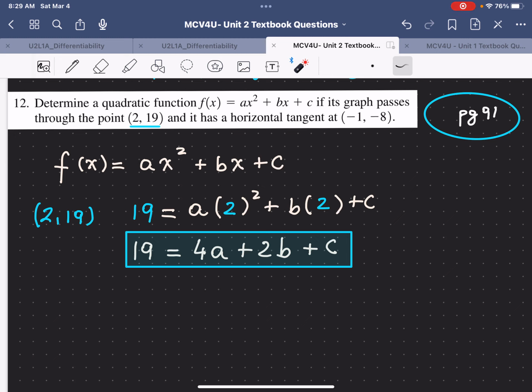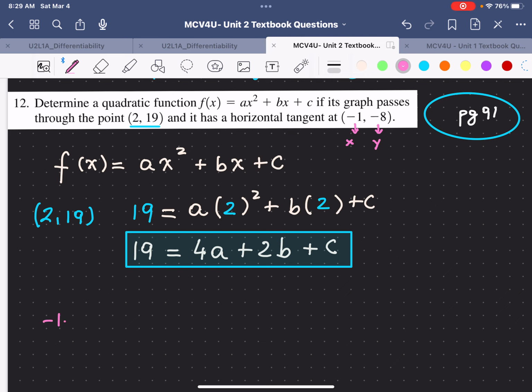So if we read the problem a little bit further, we see that we have another point here, (-1, -8). This is, I'm telling you, a very special point. Here, at this point, we are drawing a horizontal tangent, and we are given the coordinates of it. So what that means is that this point is on the graph of the function. So the x and the y of this point will satisfy the equation of the function. So we'll make note of this.